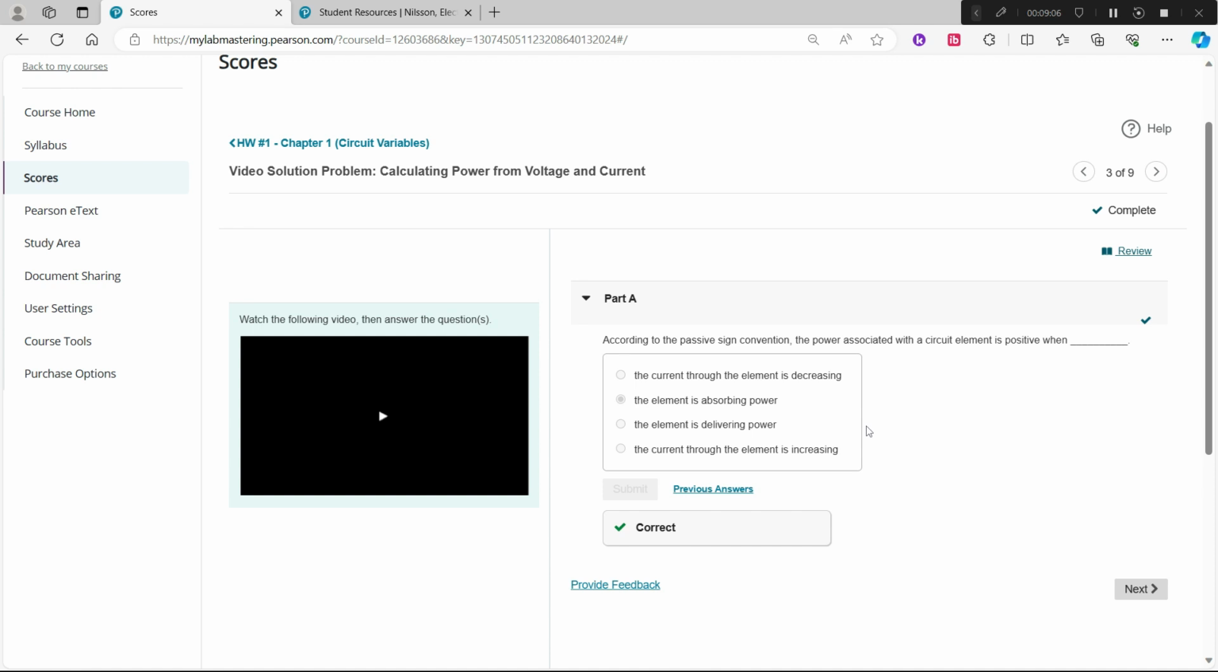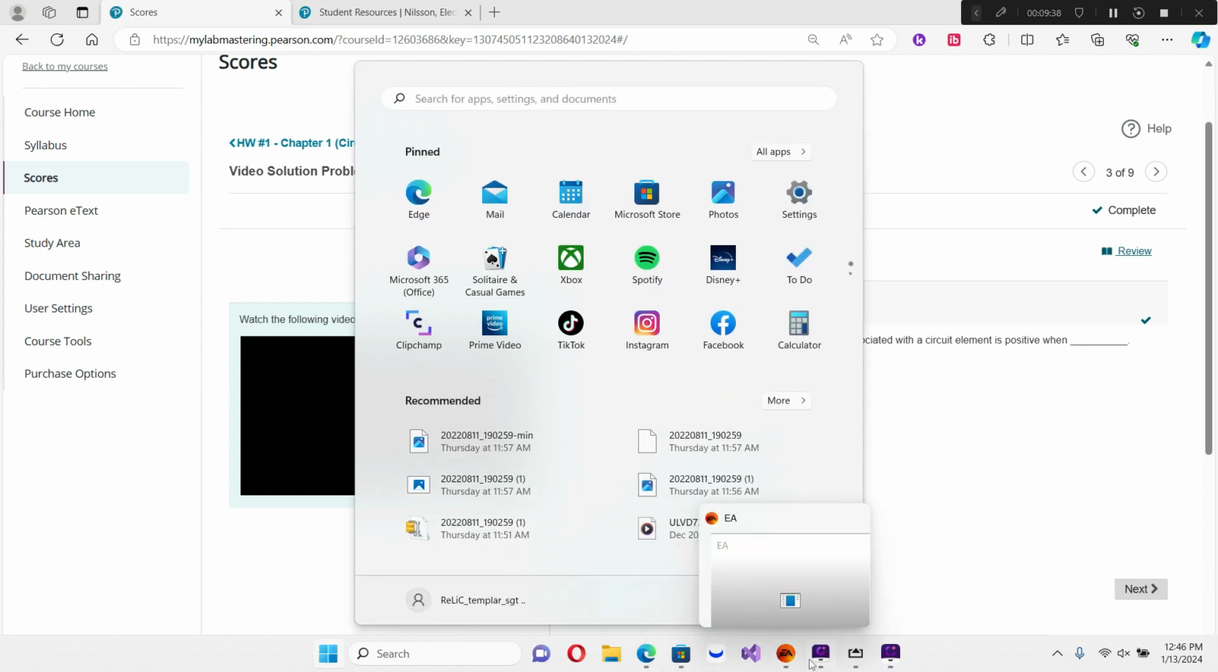According to the passive sign convention, the power associated with a circuit element is positive when it's absorbing power.